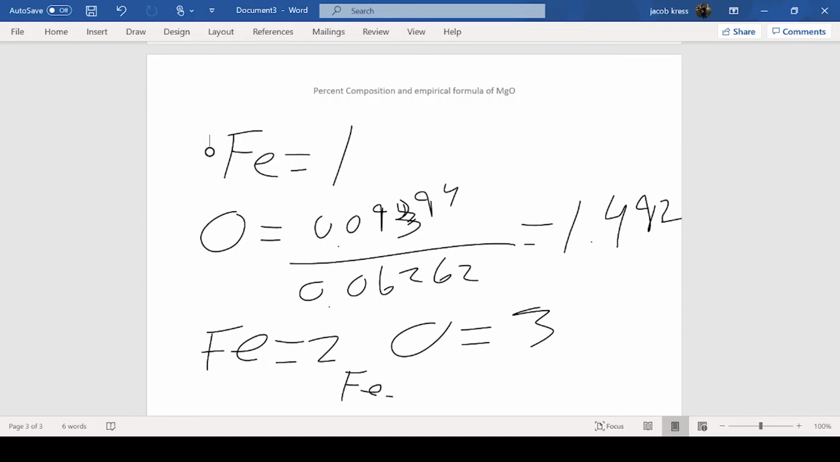So we've got iron Fe2O3. This is one of the reasons why empirical formulas are very useful. They allow us to tell the molar ratio between things at the most simplified form. And this is exactly what we're going to be doing in the experiment this week.